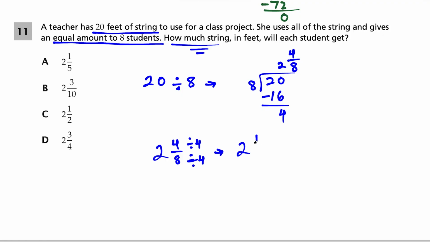So we have 2 and 1/2. Okay, we scan the answer choices, and this will match up with choice C.